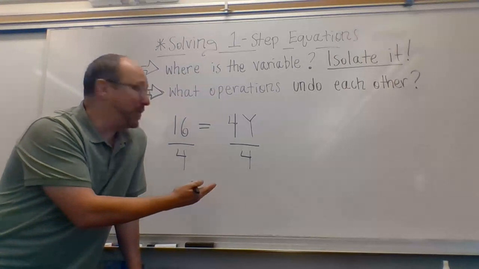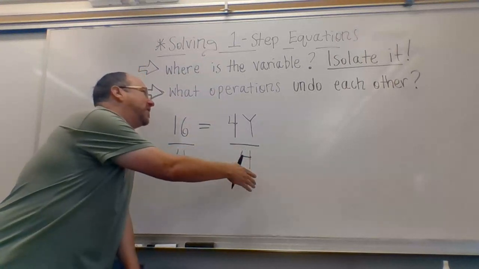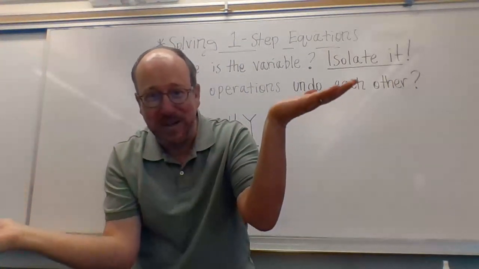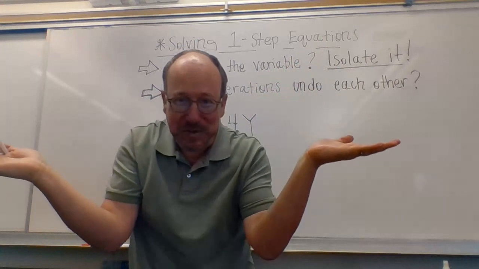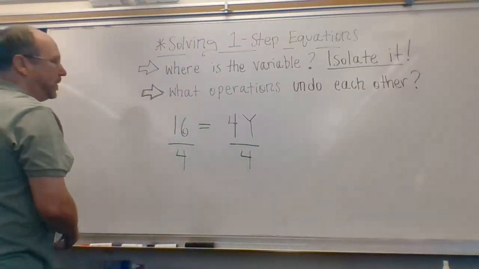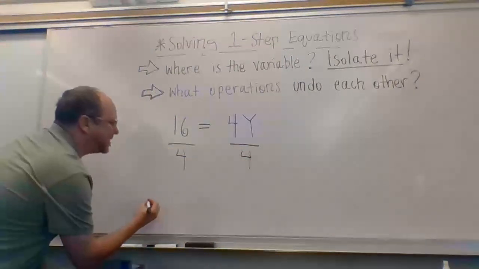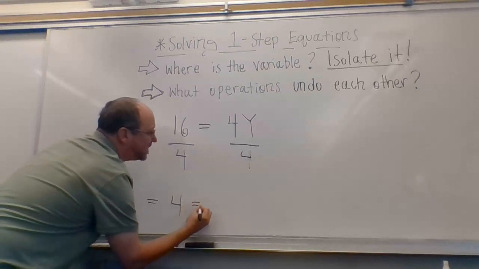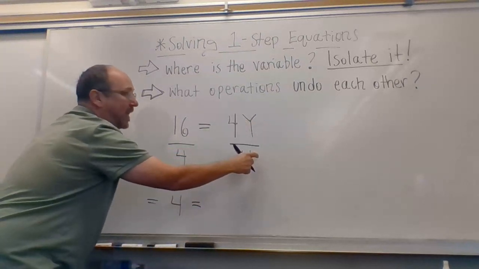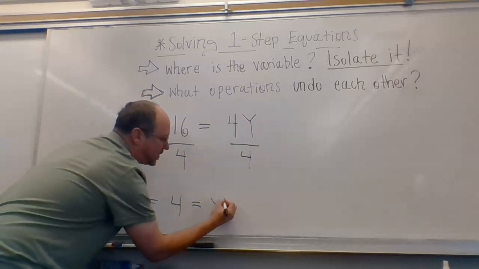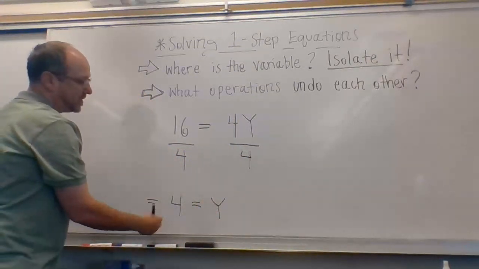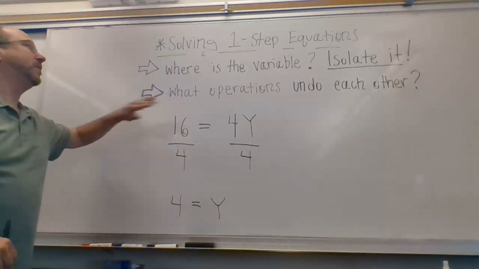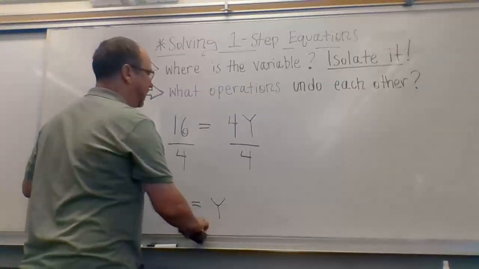Whatever you do to one side, you've got to do to the other side, right? If I'm dividing the right side of the equation by 4, I've got to do it to the left side of the equation. It's like a balance. If you take something off one side, it's not going to be balanced unless you do it to both sides. Now 16 divided by 4 is 4, and that is equal to 4 divided by 4 is 1, so 1y. Write the 1 if you want to. I'm not going to. I'm just going to say 4 is equal to y. Isolate the variable, find the opposite operation, and undo it.